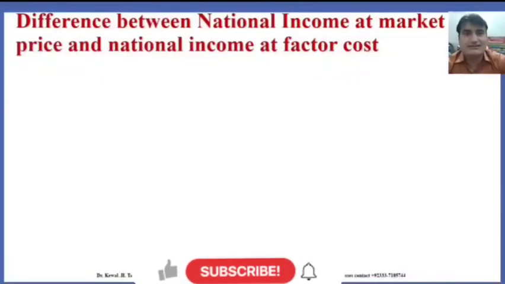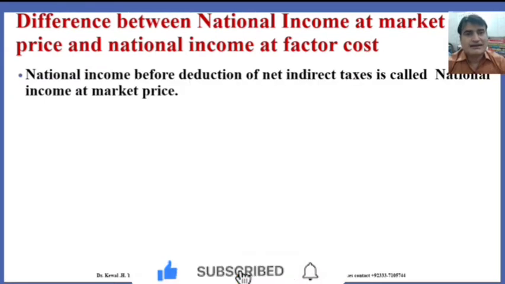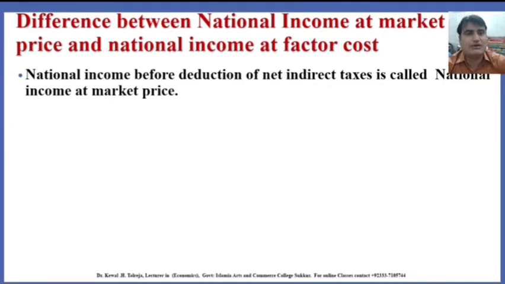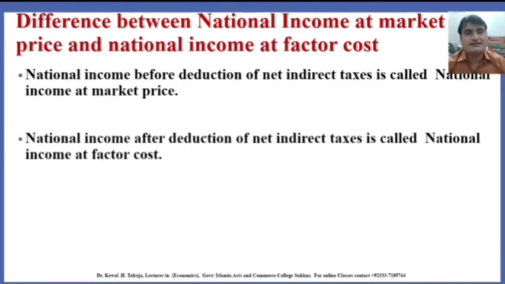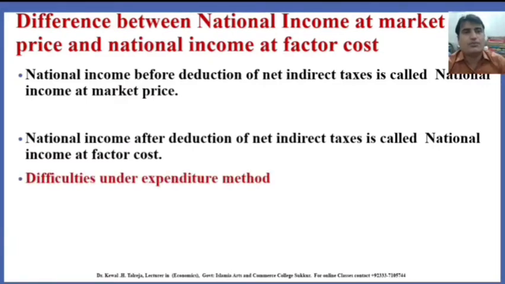Now the question arises here, what is the difference between national income at market price and national income at factor cost? The national income before deduction of net indirect taxes is called the national income at market price, and national income after deduction of net indirect taxes is called the national income at factor cost. What are the difficulties under the expenditure method?